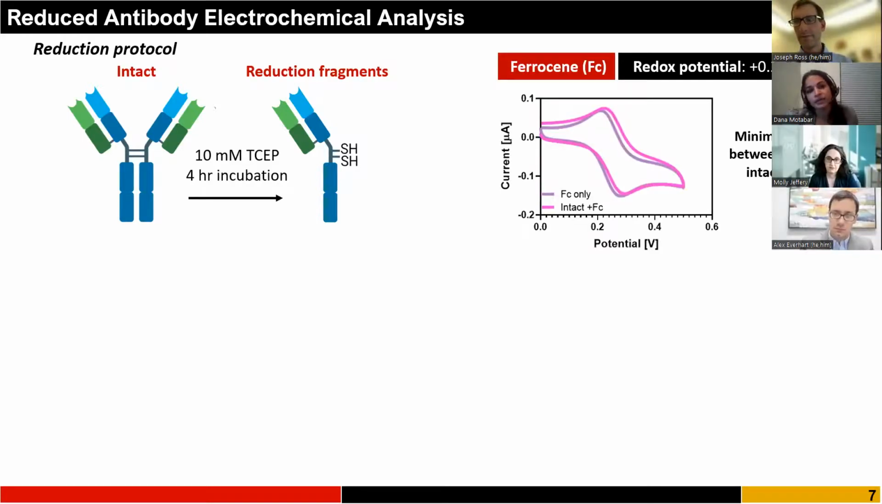Then the first thing we did was look at the controls. If you take your mediator by itself, ferrocene shown in purple, and compare it to when it's added to just the intact protein, you see that there's really no change in response. That's just showing us that ferrocene does not interact with the intact protein. That's due to the fact that ferrocene is selective for cysteine residues, and an intact protein shouldn't really have any free cysteine residues in it.